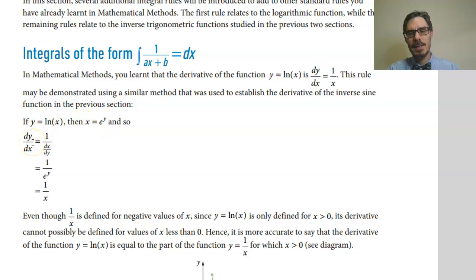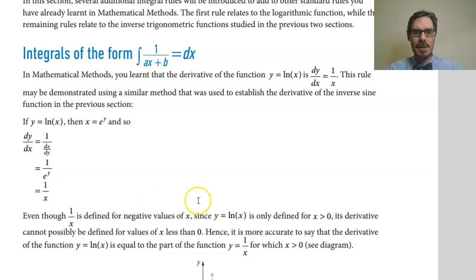Then dy/dx, same trick we saw a couple of videos ago, is 1 over dx/dy. Well, wait a minute, dx/dy is e to the y. That's what we just learnt. So that's 1 over e to the y. But 1 over e to the y is 1 over x. So the derivative of log x is 1 over x. Now there's a little bit of hand waving involved there, and just trust me, the derivative of log x is 1 over x, provided you're using the natural logarithm, base e.